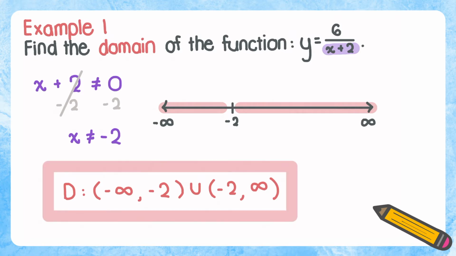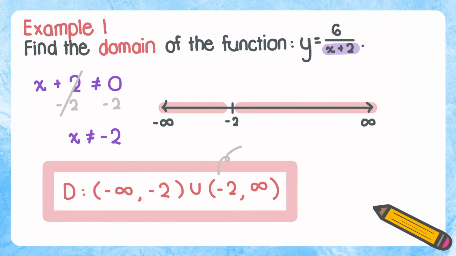So this domain tells us that we can go all the way from negative infinity, so really small number, all the way up to just a tad bit before -2, and then we hop over -2, and then we can resume right after -2 and go all the way to infinity. So this function works anytime except for when x equals -2.